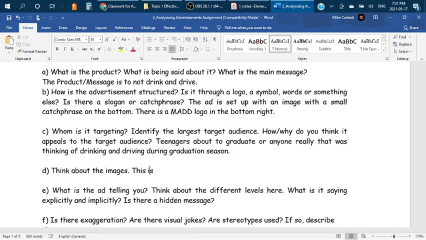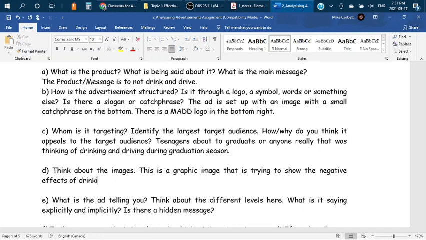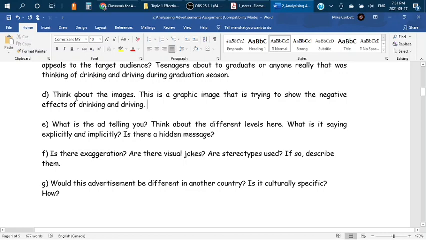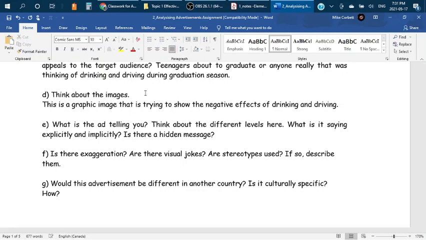So you can say, this is a graphic image that is trying to show the negative effects of drinking and driving. So that's all you needed to do. Again, for the rest of these, I'm going to do the same thing. I'm going to get rid of the rest of this question and just do the think about the images.